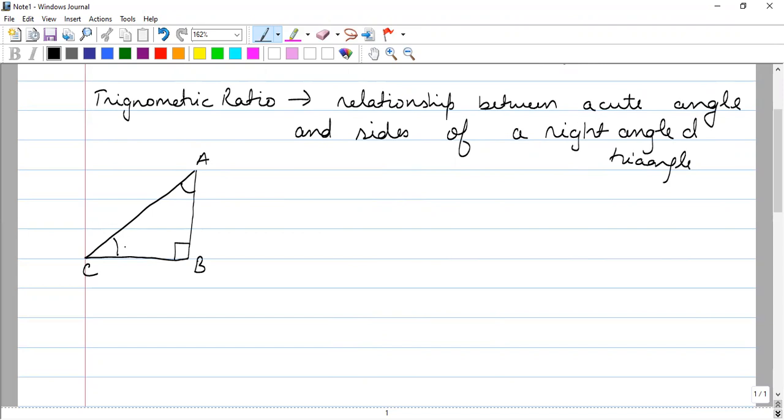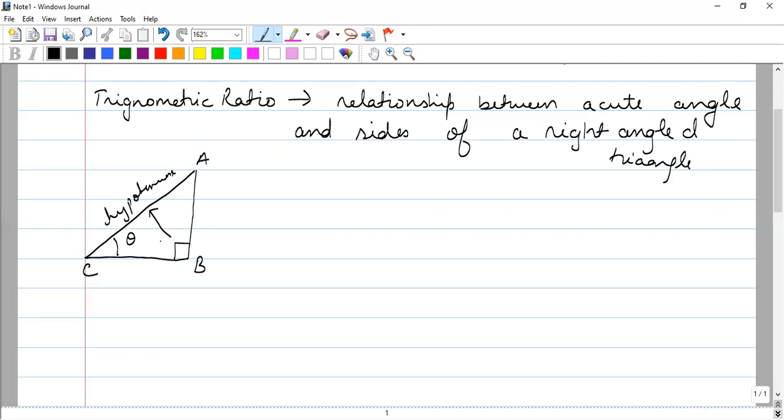So we will take any one of the acute angles. Let us say we are taking the acute angle C, and let us say the angle is theta. And what else do we need? The sides of the right angle triangle. What are the sides of the right angle triangle called? The side opposite to angle B, that is opposite to the 90 degree angle, which is AC, is called the hypotenuse, and the other two sides are perpendicular and base.